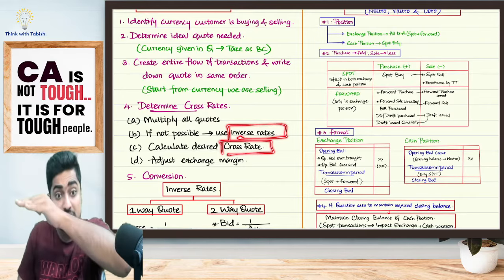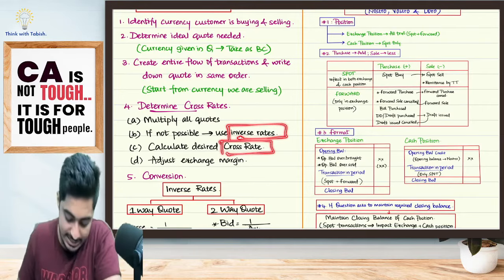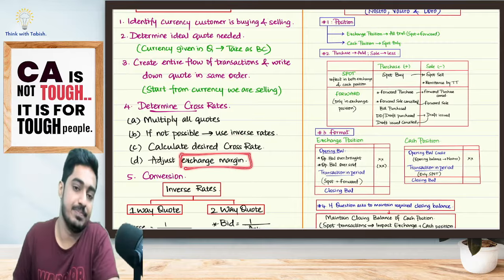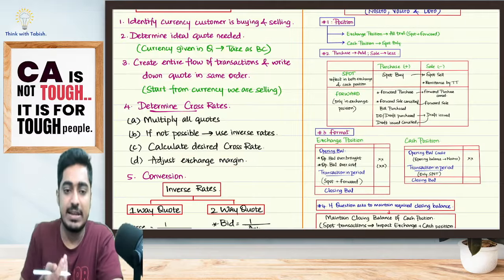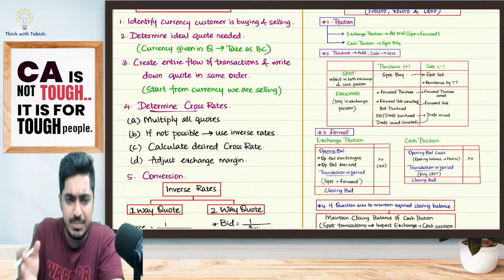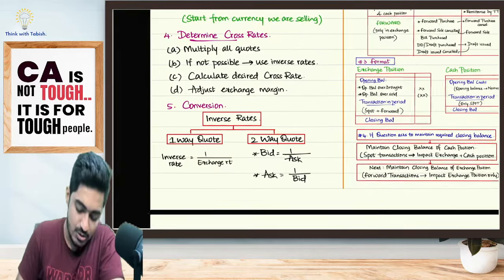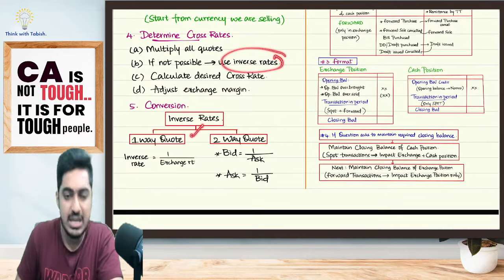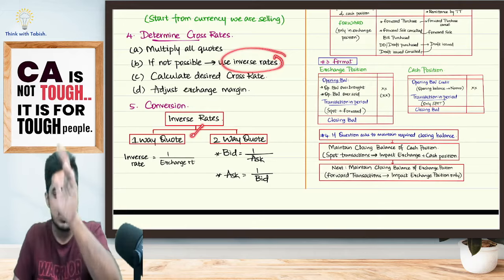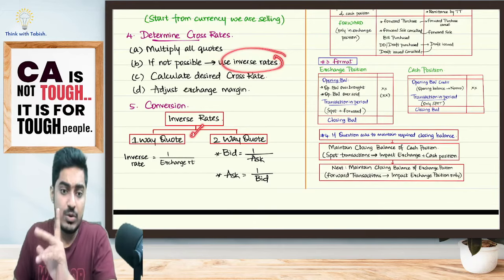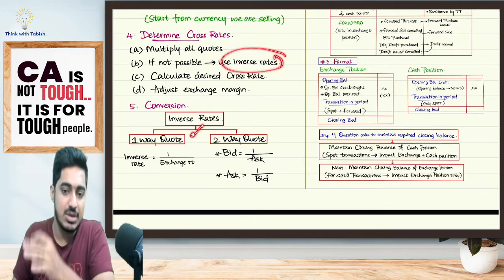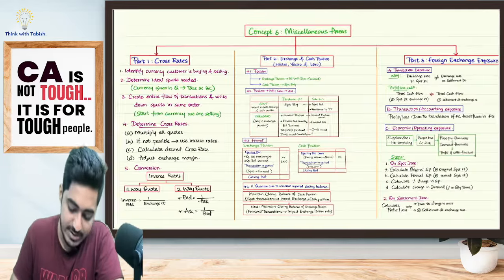Based on the cross rate that you have calculated, now finally adjust your exchange margin. Ultimately, only at the end will I adjust the exchange margin. For exchange margin, bid is less, ask is going to be add. Inverse rate I have explained already. In case of a one-way quote, it is the direct inverse, 1 divided by exchange rate. In case of a two-way quote, remember 1 by ask is going to be the bid, and 1 by bid the ask. Is this clear, everyone?